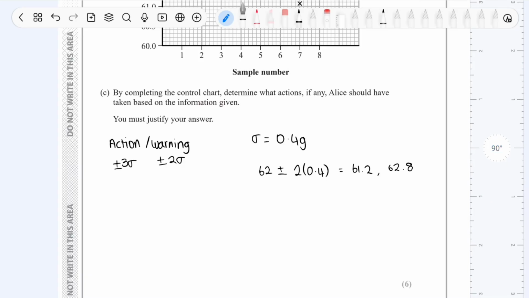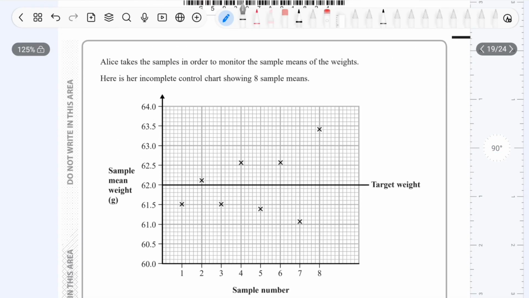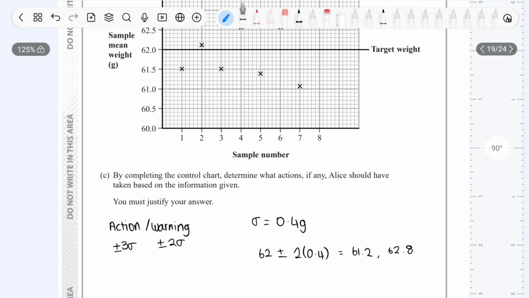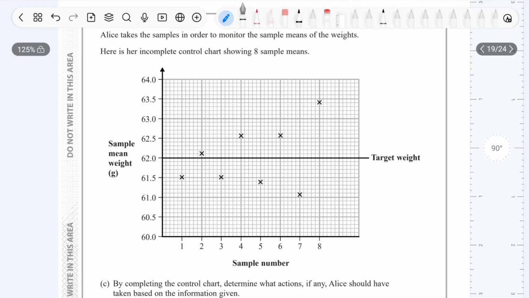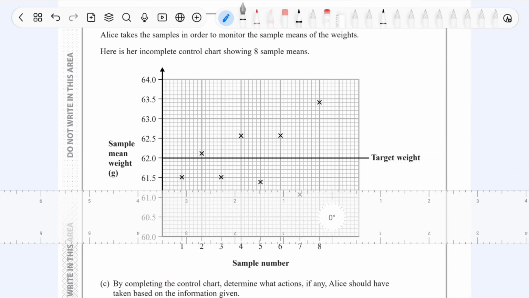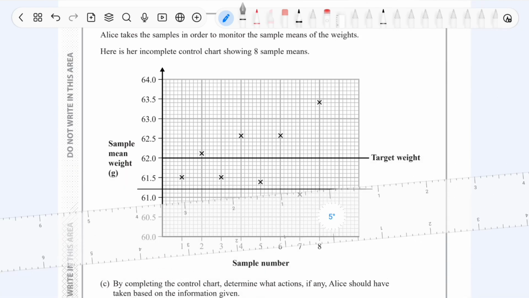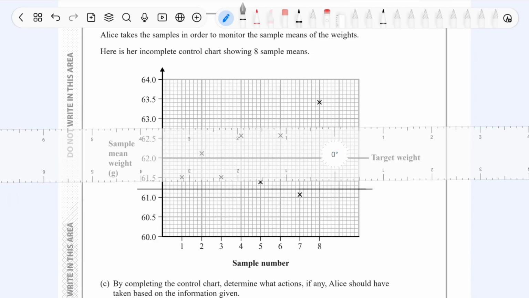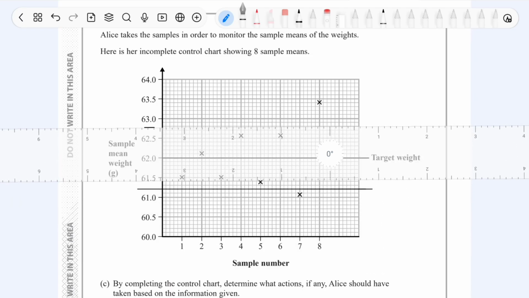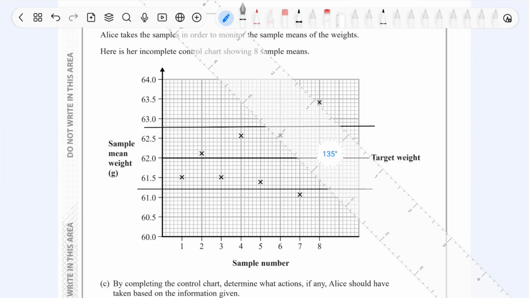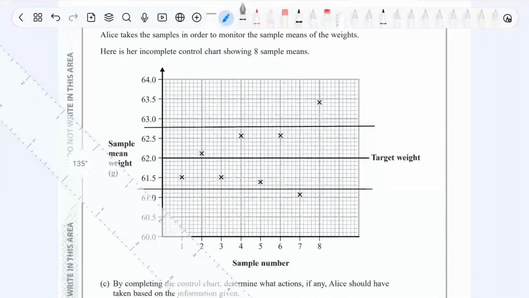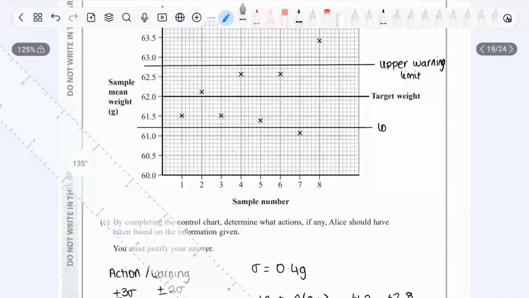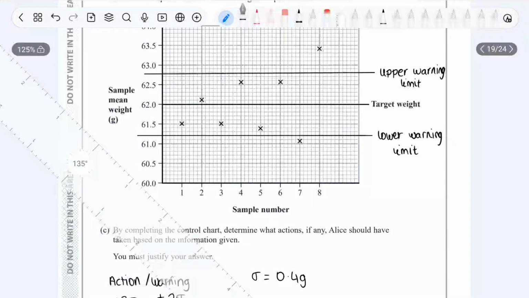Okay, so now we need to plot this on the graph. So our values are 61.2 and 62.8, so I'll just spend my time plotting them now. That was quite fiddly, however, you should be able to do it with a bit more accuracy. So this would be our upper warning limit, and then our lower warning limit. Now you can see some data already falls outside.